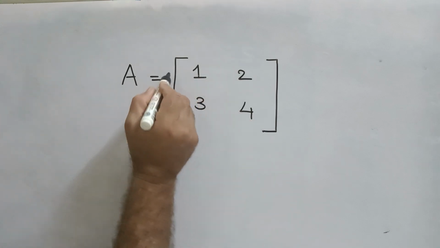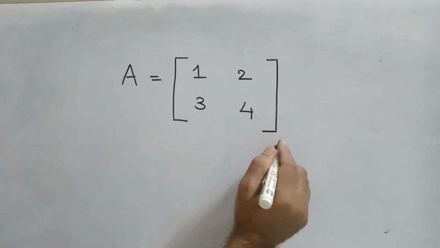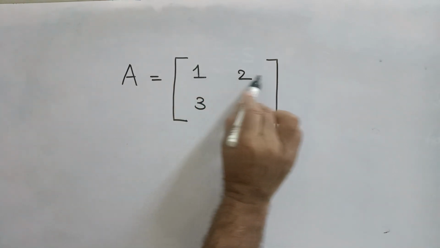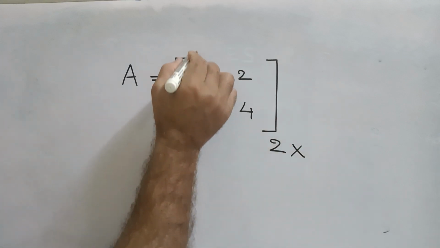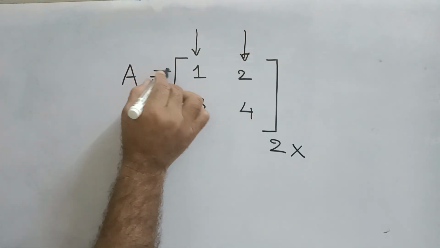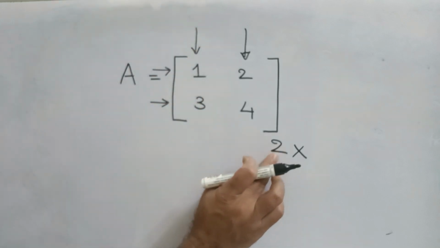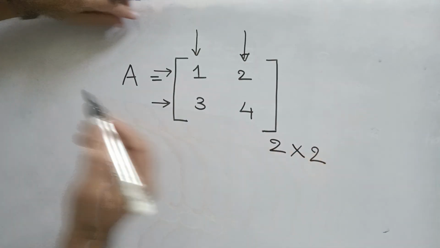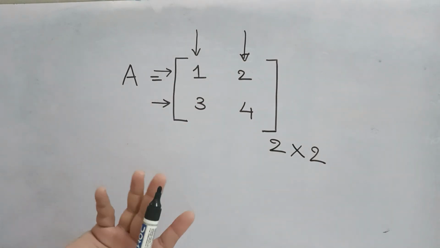Now we already know that there are 2 rows, therefore I am writing 2 here, because this 2 indicates the number of rows. How many rows are there? This is the first row, this is the second row. By how many columns are there? Columns are nothing but vertical lines, rows are nothing but horizontal lines. How many horizontals are there? 2 horizontals, that indicates rows, and 2 verticals, so 2 by 2. So this is called a square matrix, this is called a matrix.